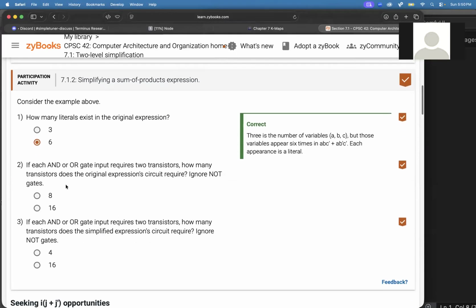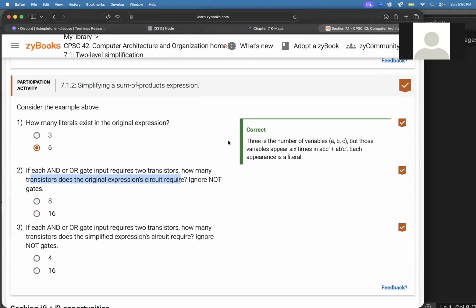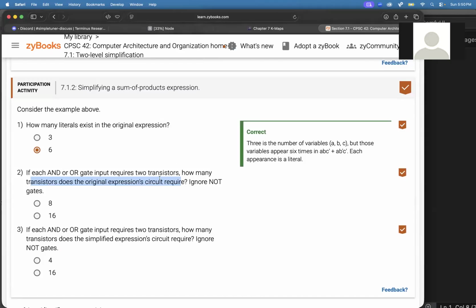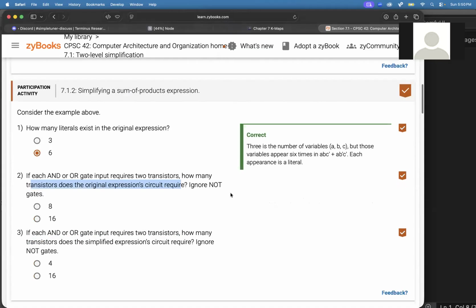So six. They're saying an AND or OR gate input requires two transistors, so how many transistors does the original circuit require? The original circuit is here, and they say that an AND or an OR, AND's here or here, each of these takes two transistors. So 2, 4, 6, I guess, is what they want. How many transistors does the original expression's circuit require? Sorry, I didn't read.